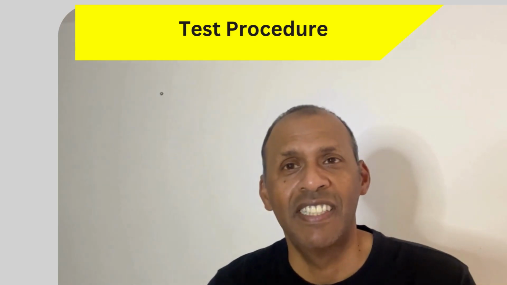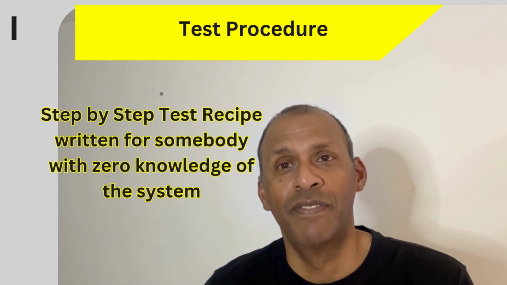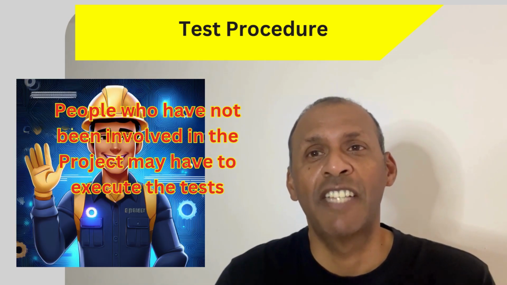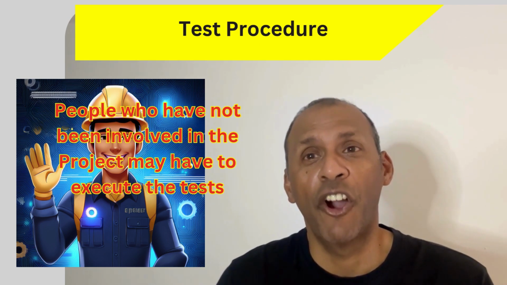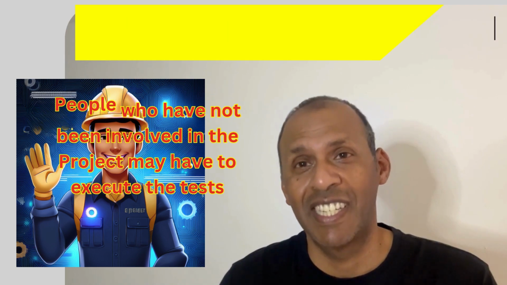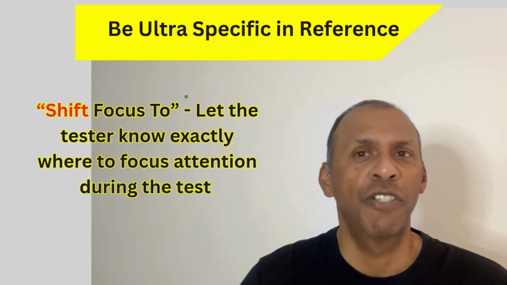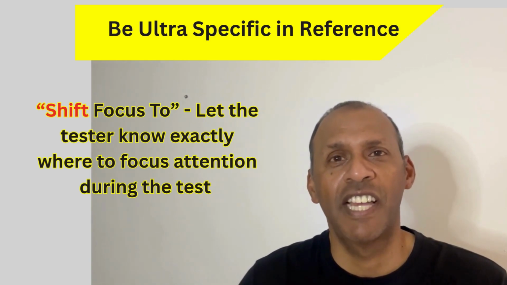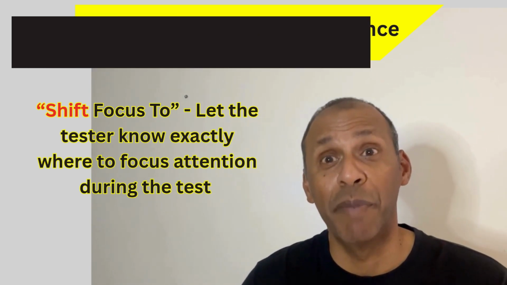The test procedure is the step-by-step test recipe, written for someone with zero experience of the system. I've been on projects where certification engineers have had to review specs without knowing the system at all. And towards the end of the project, when the hockey stick effect kicks in, you might have engineers parachuted in from other teams to assist with testing. Be ultra-specific. I often use phrases like shift focus to the oscilloscope, set volts per division to 1 volt so that the tester knows exactly where to focus attention on a particular test step. Don't be afraid to include diagrams and photos, the clearer the better.